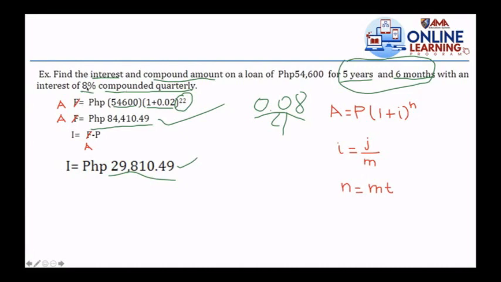This one, divide 0.08 divided by 4. So both of them are related to m. The m is what? 4. Okay, class? So again, it's okay if you forget the variables as long as you know how to get the I and the N. Okay, class?